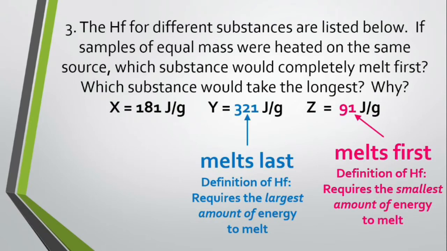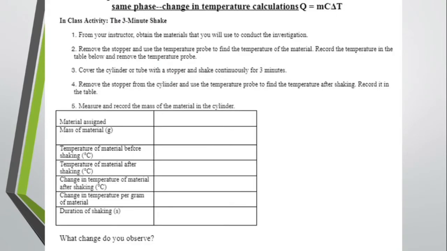The key idea with this calculation is to point out that with H, because it measures the amount of energy needed to cause a substance to change state, the smaller numbers melt first or have that change happen first, and the larger the number is, the more energy it requires before it will change state, and thus it will melt last.